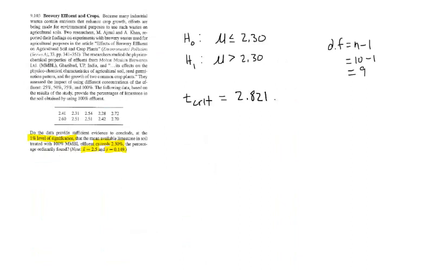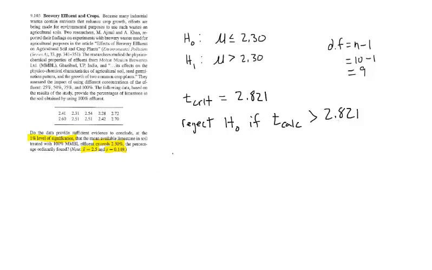And now we want to set up our rejection regions. So we're going to say we're going to reject H naught if T-calc is greater than 2.821.